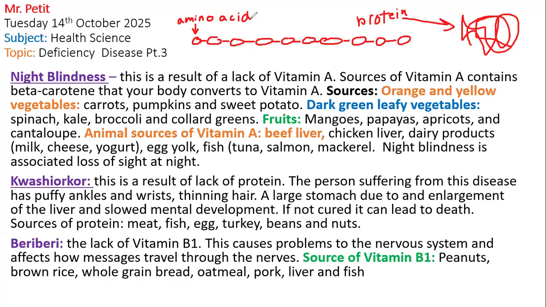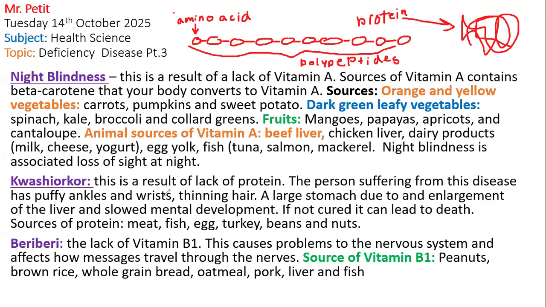But amino acids are the fundamental unit, or the monomeric unit. I don't want to give you all too much information, but when we put them together, it's called a polypeptide. So when you lack proteins, which are a combination of amino acids, then you have kwashiorkor. All right.